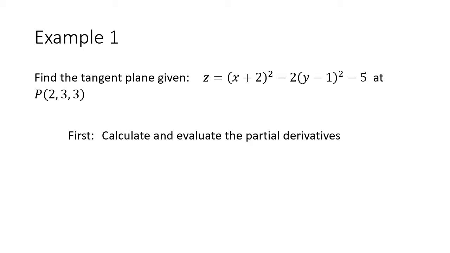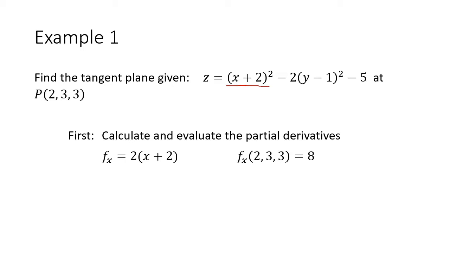Well, first things first, let's calculate and evaluate our partial derivatives. So we'll start with the partial with respect to x. So my partial with respect to x, well, here's the only part that has an x in it. And I should be able to take that derivative pretty easily using the chain rule. So bring the 2 down in front and then take the derivative of the inside function, but it's just going to be 1.